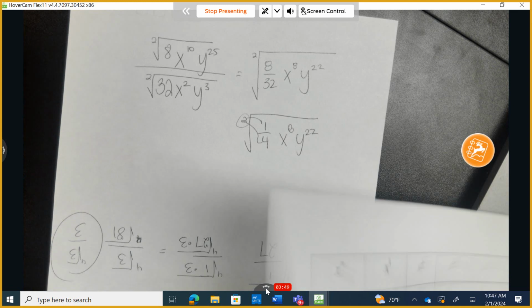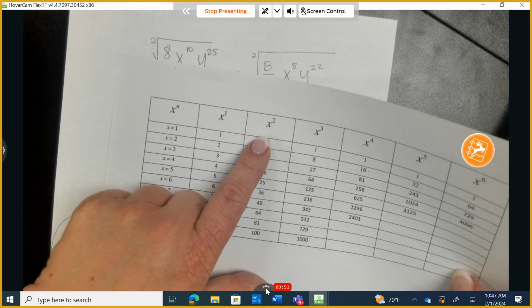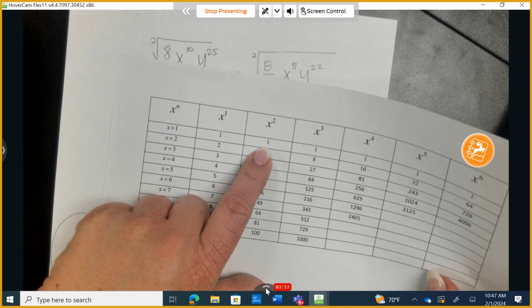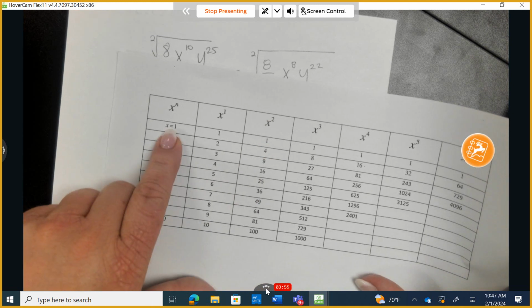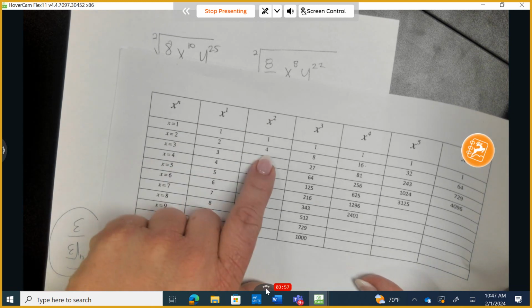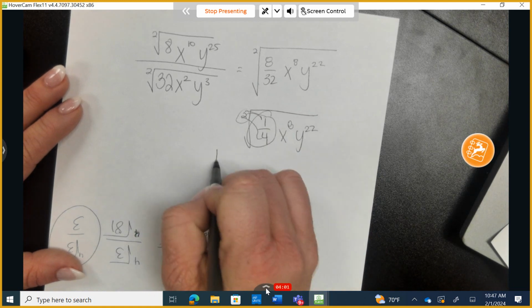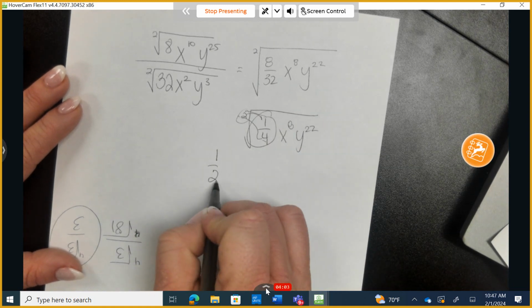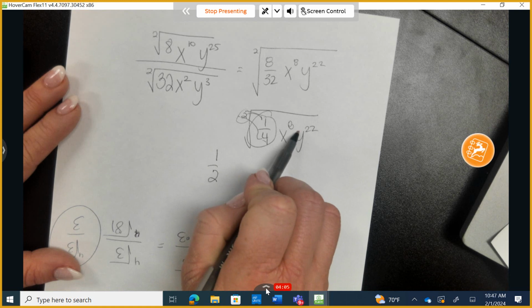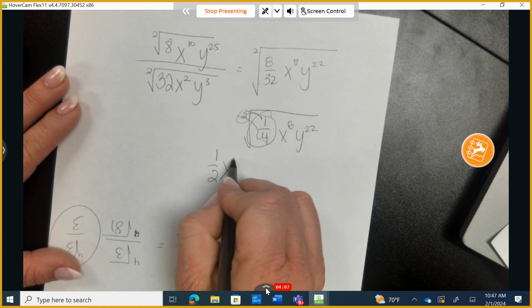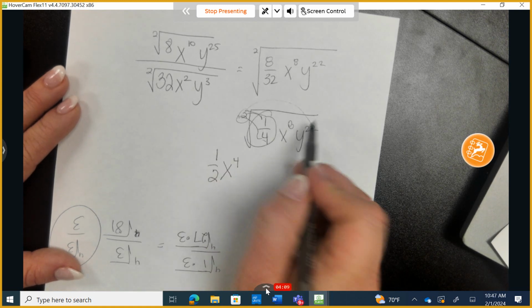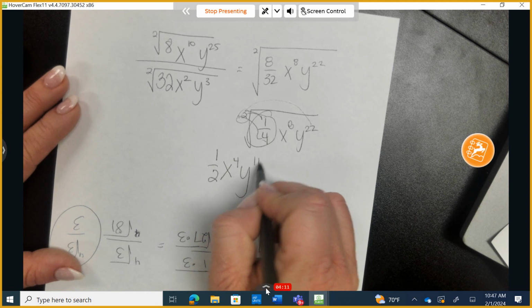So let's grab our paper and go into the second column. What is the square root? Because that's what this means. What is the square root of 1? 1. What is the square root of 4? 2. So when this comes out, the square root of 1 is 1, and the square root of 4 is 2. How many groups of 2 can I take out of 8? 4 full groups. How many groups of 2 can I take out of 22? 11.